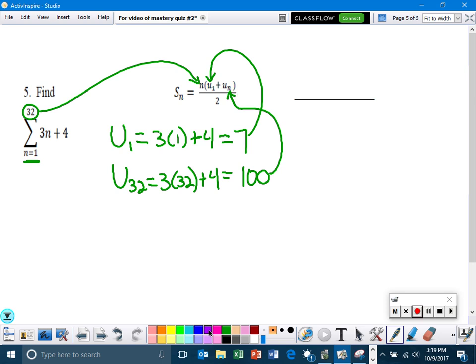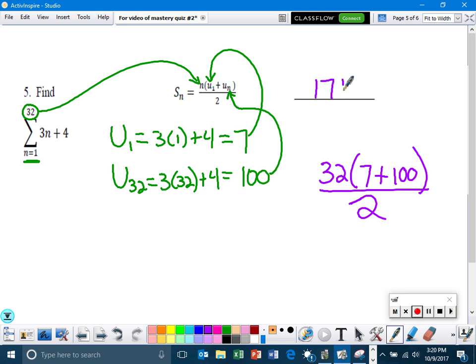Here we go. So we're going to take 32 times the first number in the sequence plus the last number in the sequence. And we're going to divide that by 2. All right, take your calculator, type it in. Just type it in the way you see it, and you get 1,712. So if we added all of the numbers in the sequence from 1 to 32, okay, we'd get 1,712.